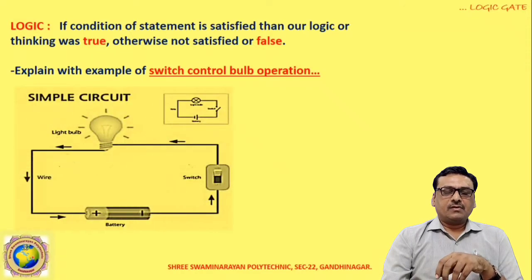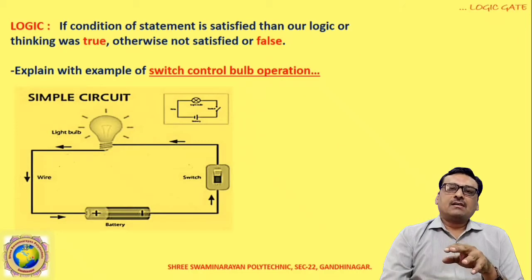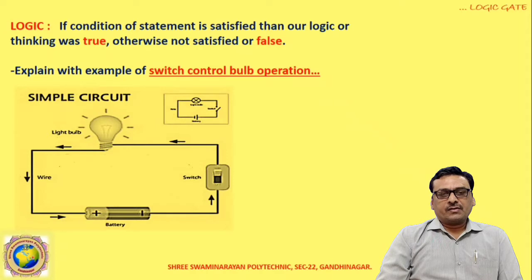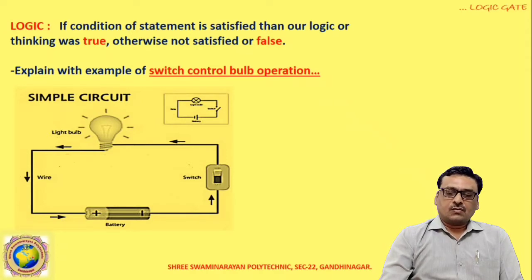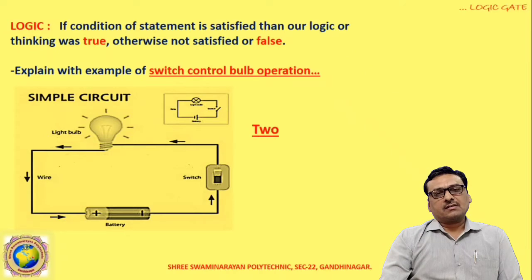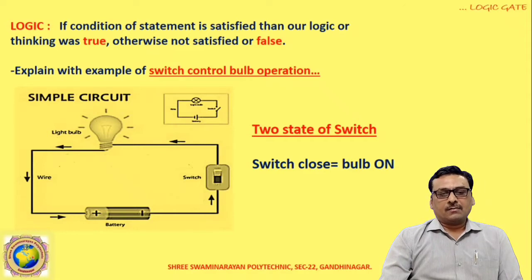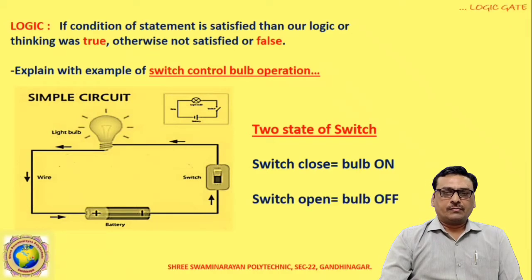In the circuit diagram we are taking a bulb, a battery and a switch. The switch is the controlling factor, and it decides whether the bulb is on or off. We also have a line diagram of the battery, bulb and switch. Now here are the two states of the switch. How can we say there are two states? Because a switch is either in the on or off condition. When the switch is closed, the circuit is closed and the bulb is on. In the same way, when the switch is open, the bulb is off.